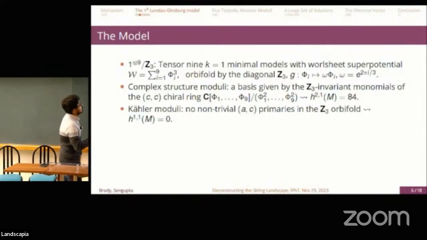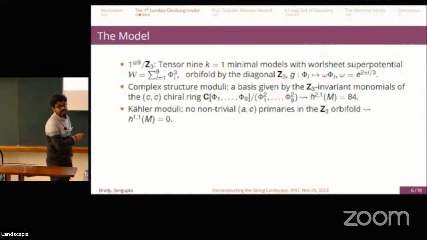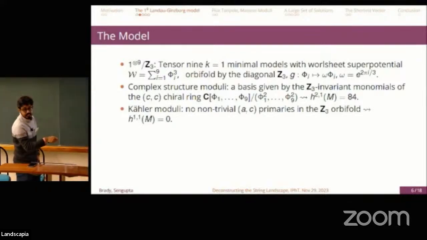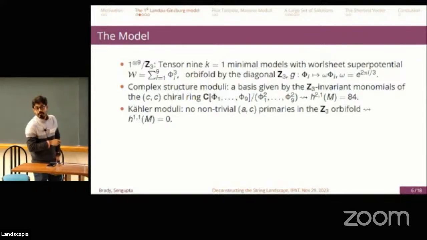And there are no Kähler moduli because there are no non-trivial AC primaries in this model, or even when you Z3 orbifold it. So H11N is equal to 0 as well.